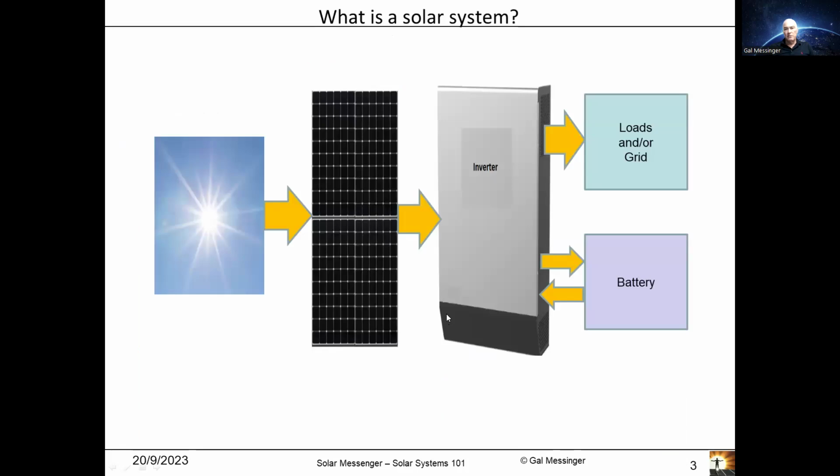Each solar system has these basic ingredients. This is the bare bones: a solar array made of solar panels, an inverter, and a load center. Sometimes it has a battery as well, not always, depending on the needs.